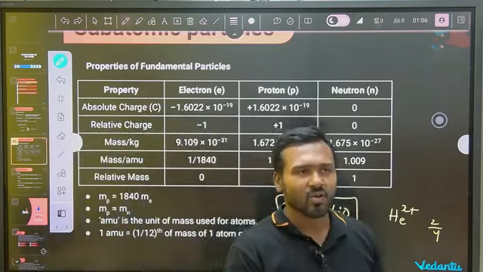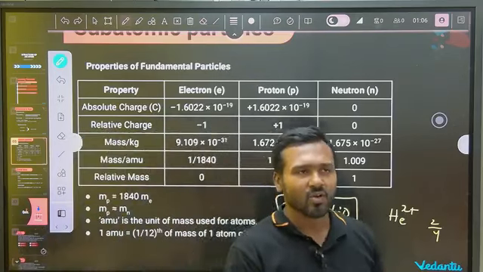Here the question is a little tricky, so let's take isotones. Isotones have the same number of neutrons. Is the atomic number the same? No. Is the mass number the same? No. But the number of neutrons is the same. So A is different and Z is different, which means the number of protons is also different, but A minus Z, the number of neutrons, is the same. That is considered isotones. And for isobars, A is the same and Z is different, so the number of protons is also different.